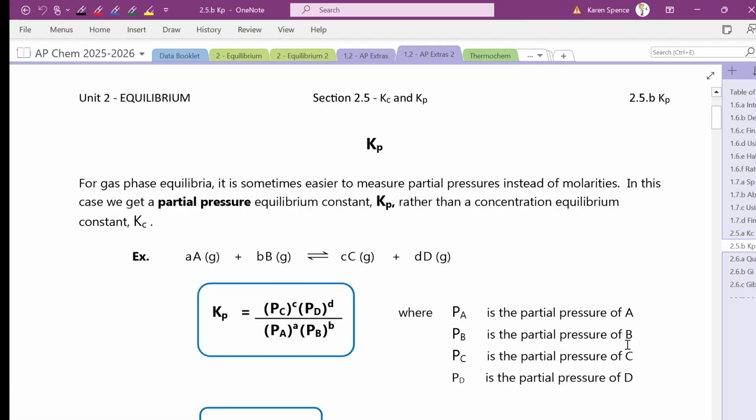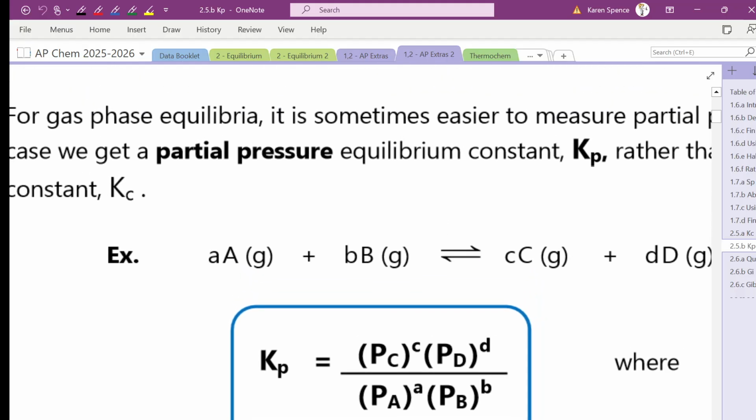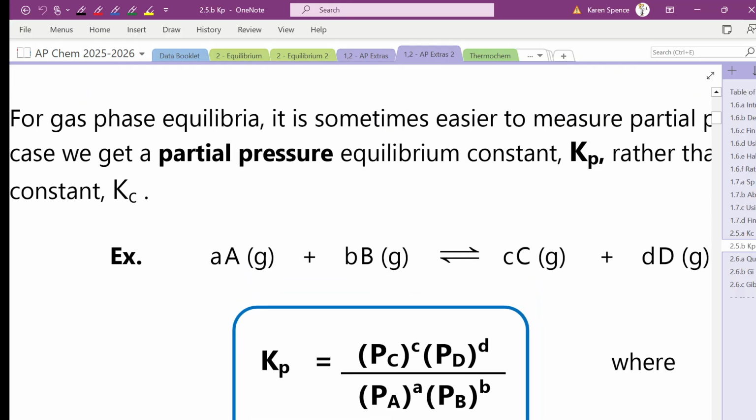Kp. All right, and we'll do some review of some gas stuff at the same time. So Kp is just an equilibrium constant, but instead of using concentrations, we use partial pressures. Please describe to your neighbor what a partial pressure is.